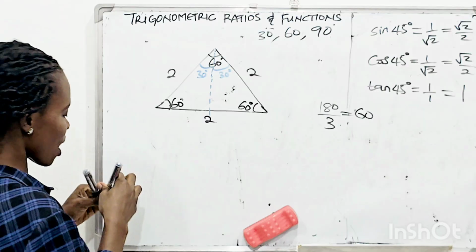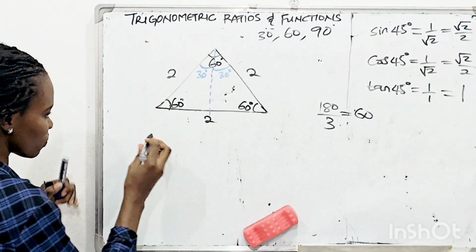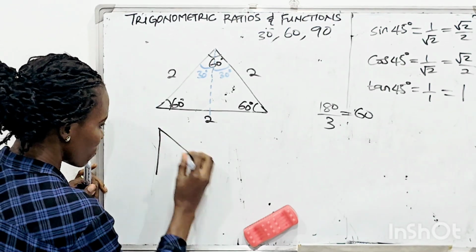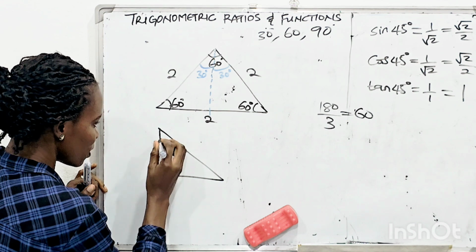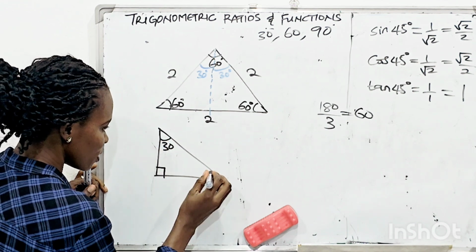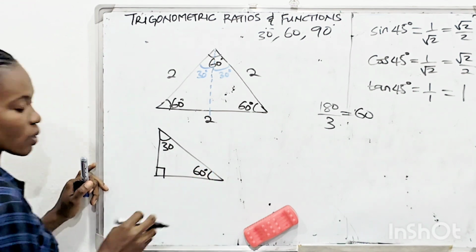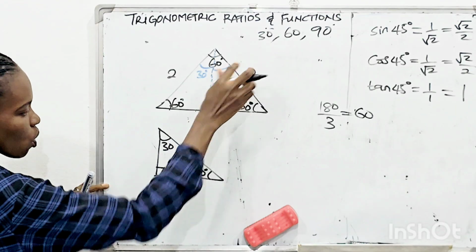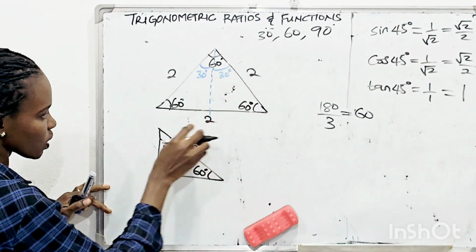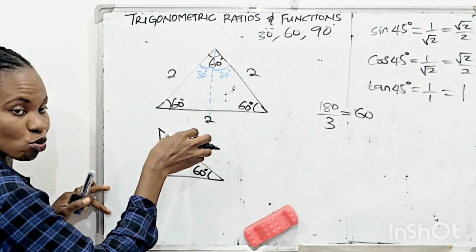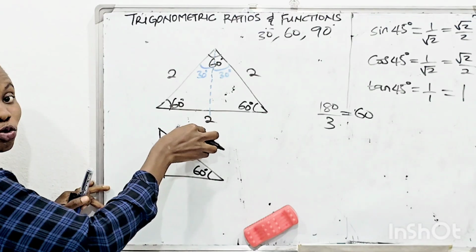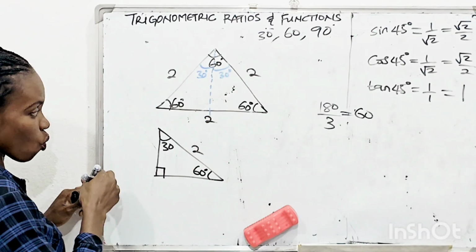So let me bring it out and then use it to do what I want to do. So let me bring out one of it. This is 30. This is 60. Okay? Now remember this is equal to 2. If from here to here is 2 and I divide it into 2 equal parts, meaning that this place will be 1, right?